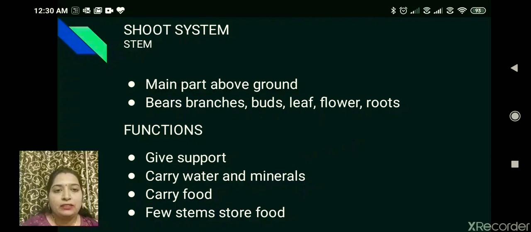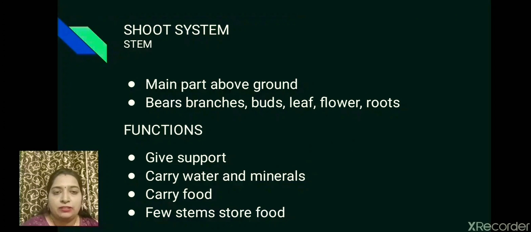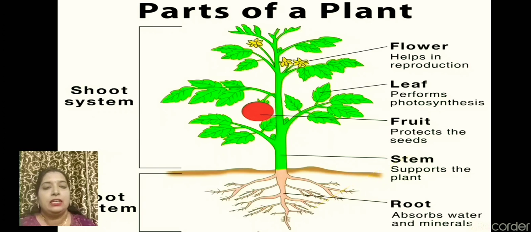So what is stem? The main part above the ground. You are seeing here, you can see the stem bears branches, buds, leaves, flowers and roots. Like in this diagram, here you are seeing what is there above the ground: shoot system, flower, leaf, fruit, stem. Buds are also there in the shoot system.